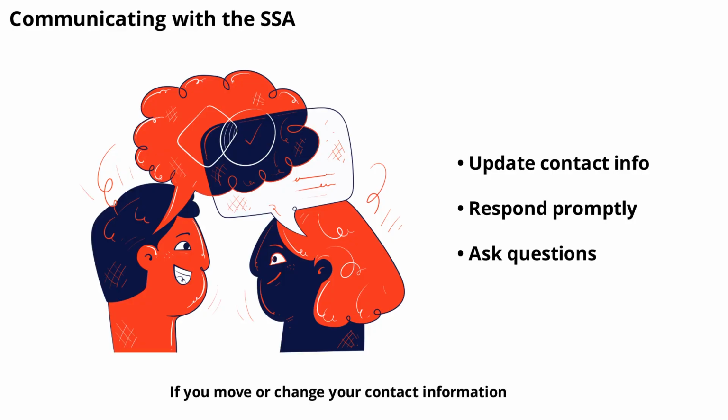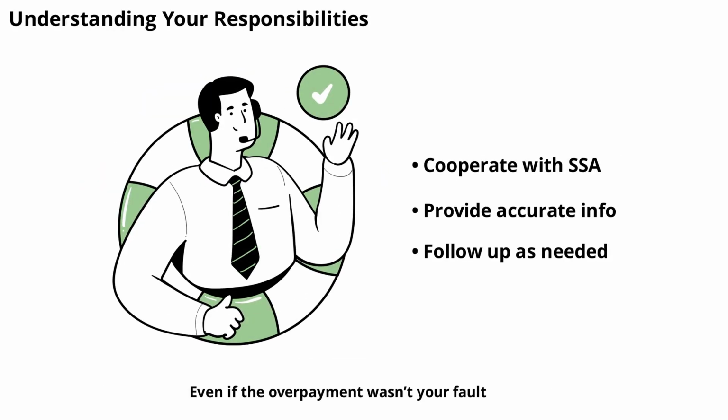If you move or change your contact information, let them know right away. Respond to any letters or calls promptly, and don't hesitate to ask questions if you're unsure about something. Clear communication can help prevent delays and misunderstandings. Even if the overpayment wasn't your fault, you have a responsibility to cooperate with the SSA. This means providing accurate information, responding to requests, and following up as needed.